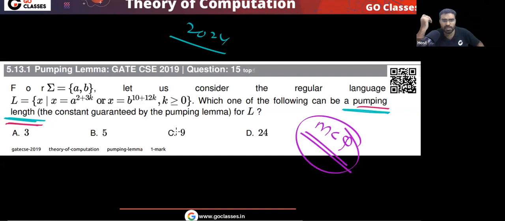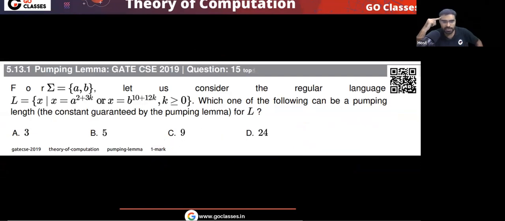Then you can just select the maximum number. Yes or no? You can just select the maximum number and you can get 2 marks. Oh, sorry, this is 1 mark. Okay, this is 1 mark. So you can get 1 mark without solving the question. Is this clear? Without solving the question, you can get 1 mark.